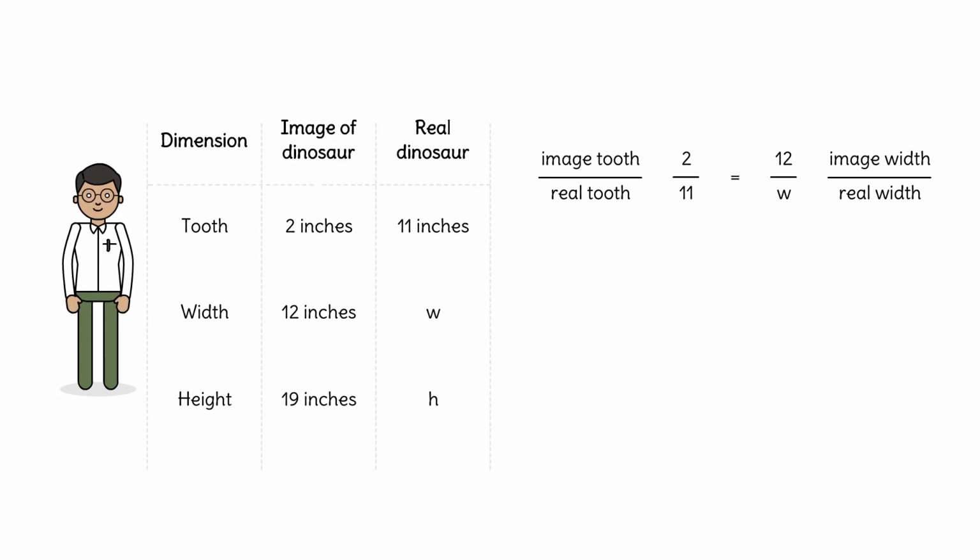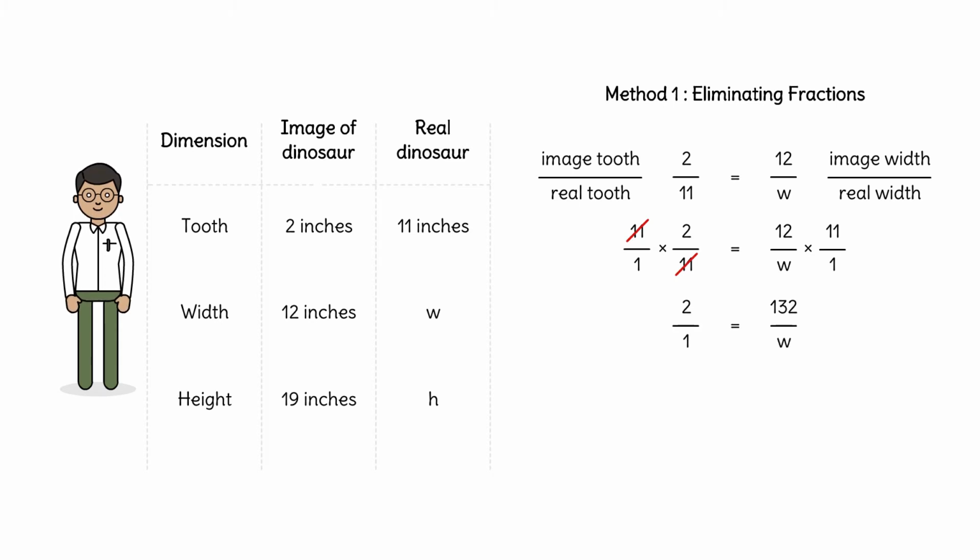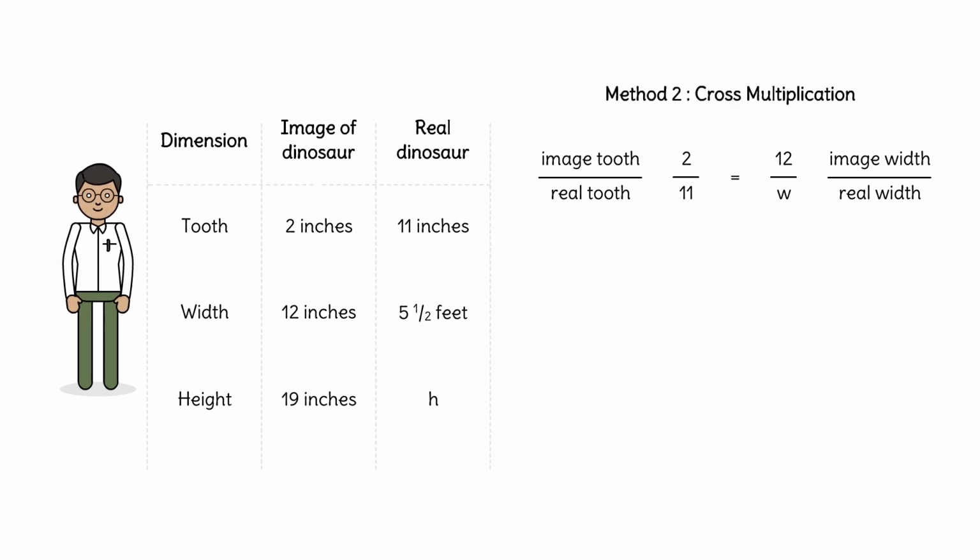There are two ways to think about solving it. Since we would like to eliminate these fractions, we can multiply both sides of the equation by each denominator. When we multiply both sides by 11, the 11's cancel on the left. When we multiply both sides by W, the W's cancel on the right. This leaves us a simple equation to solve, 2W equals 132. Dividing by 2 gives us W equals 66 inches, or 5.5 feet. Wow, that's pretty wide.